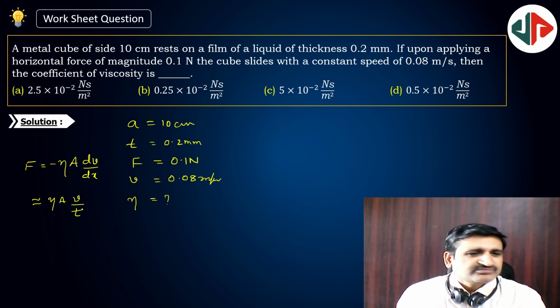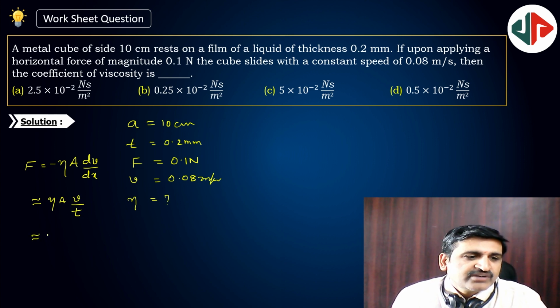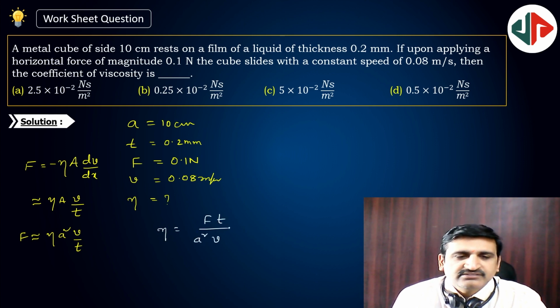So area is nothing but the side is given, so a square we can take. So we can take the formula as eta a square v by t is F. I am taking the magnitude, so the negative sign is ignored. That is equal to the opposite force, that's why you feel the minus sign. So eta is equal to F by a square into v into t. Like this. So you need to watch the picture also.